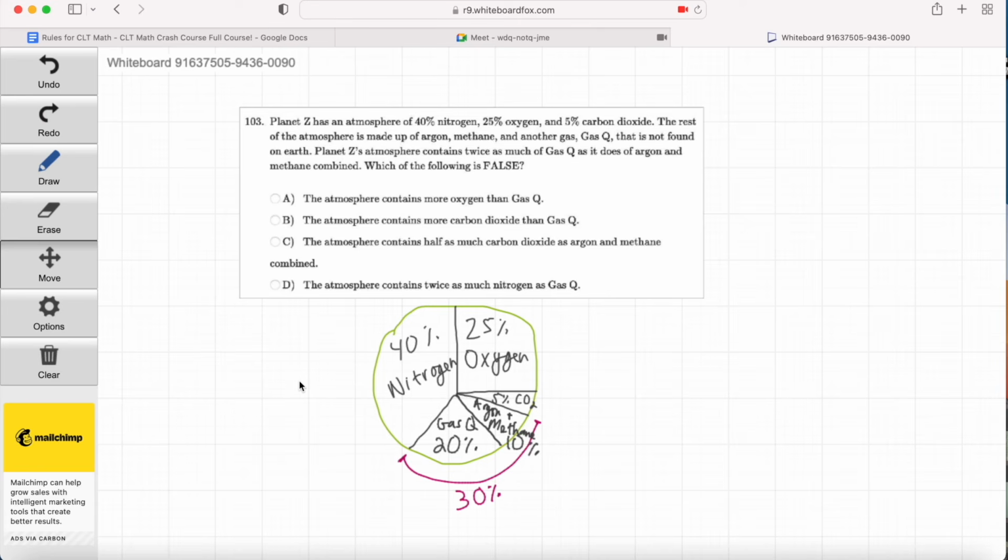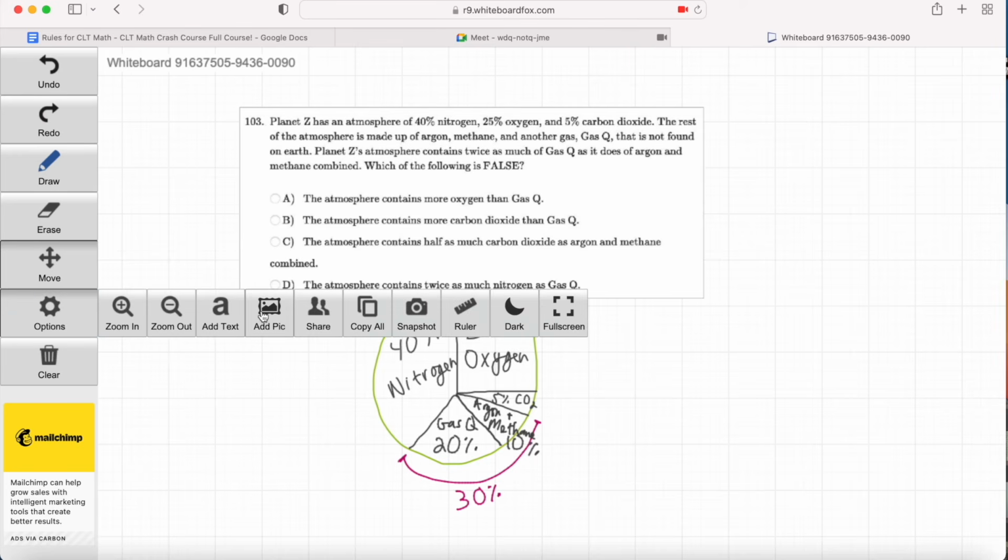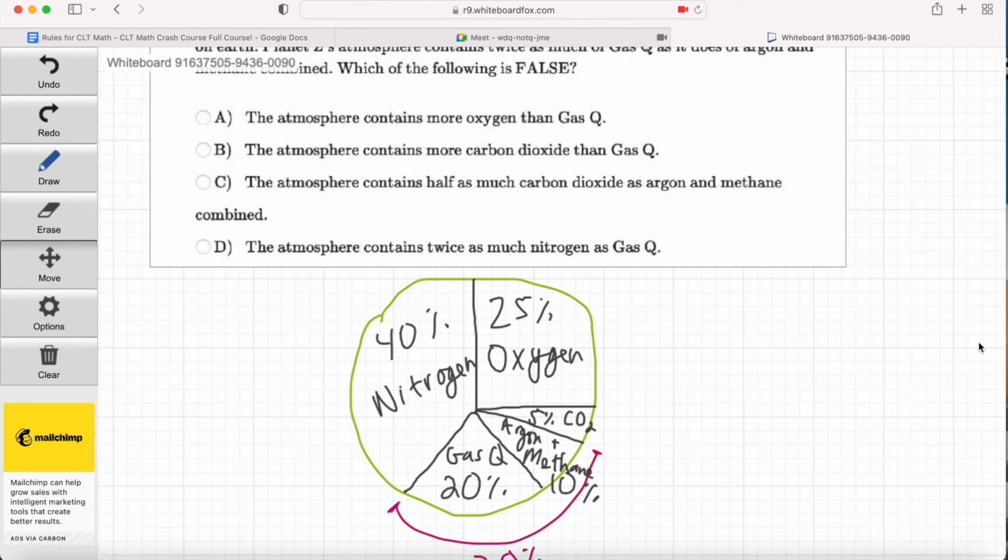Let's double check and make sure everything adds up to 100%. Nitrogen, oxygen, that's going to be 65% plus 5% CO2, that's 70%. Plus 10% argon methane, that's 80%. Plus 20% gas Q, that's 100%. Perfect. We got it. We have successfully conceptualized the question the right way. Does that make sense? Yes. This is going to be a lot easier now. A lot easier to test these answer choices. We've got to find the one that's false. Don't forget that, right? We're not finding the true statement. Which of the following is false?